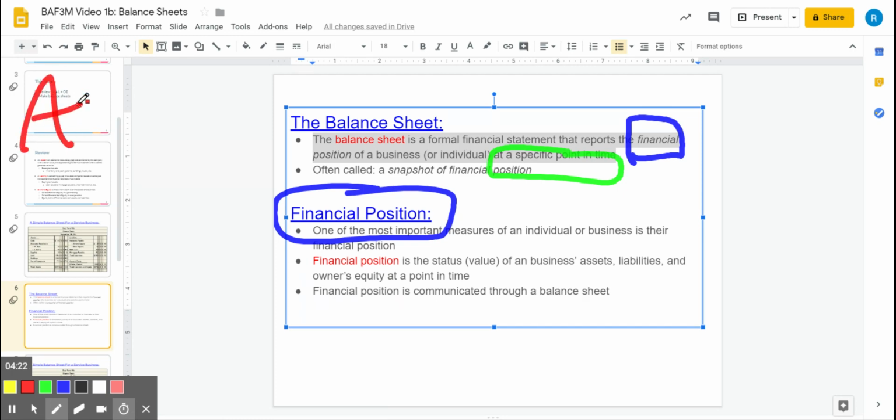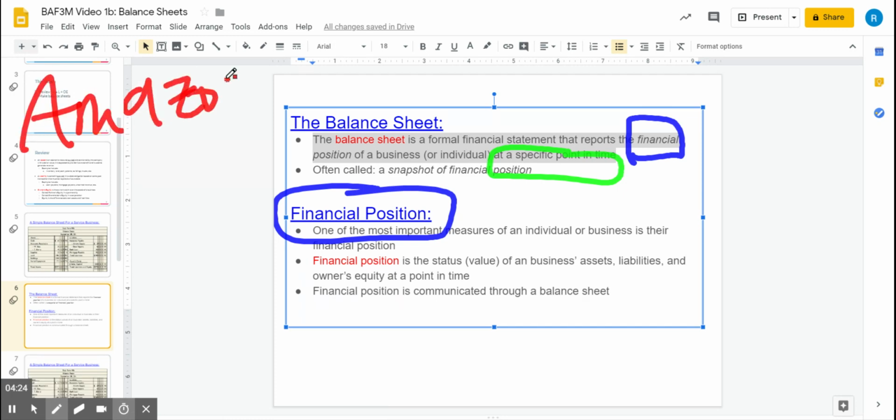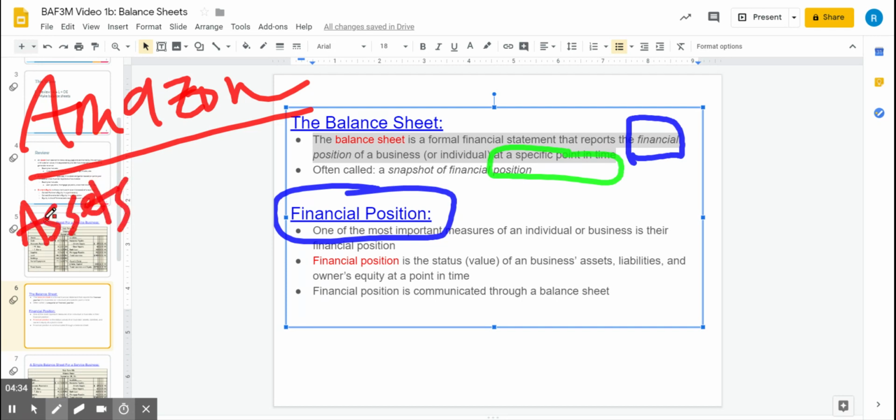So let's pick a company. Let's say Amazon. We all know Amazon. Let's say you, as a student, you want to look up Amazon's balance sheet, which you can because they're a corporation, they're a public company. Balance sheet, we'll start with the assets section. And the first asset on Amazon's balance sheet is going to be cash. So Amazon's cash, whatever it is right now at 3:48 p.m.